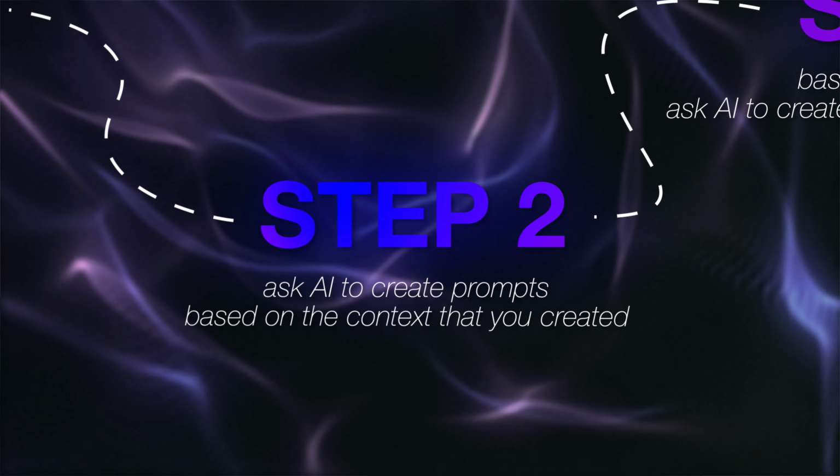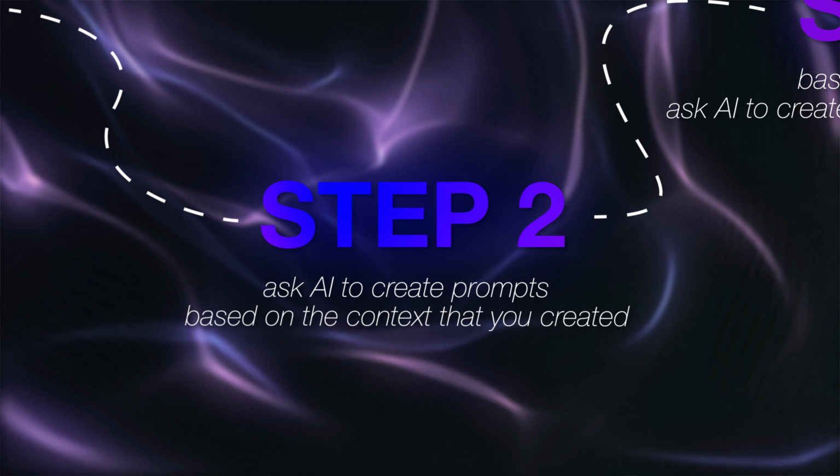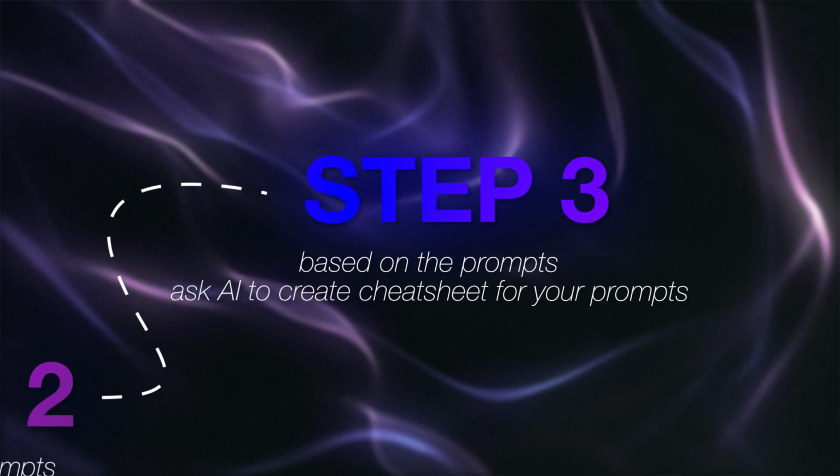The second step in the journey is to create prompts for your development based on the context that you created for the application. Based on the prompts, you create a cheat sheet that will allow you to understand what kind of prompts you need to use with which kind of context. Based on that, you can start creating your own application. Three simple steps and your application is live. Of course, you will learn and develop your skills over time and start to better understand how to communicate with AI and how to work with it.